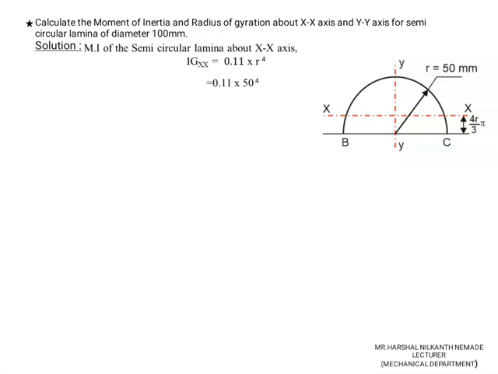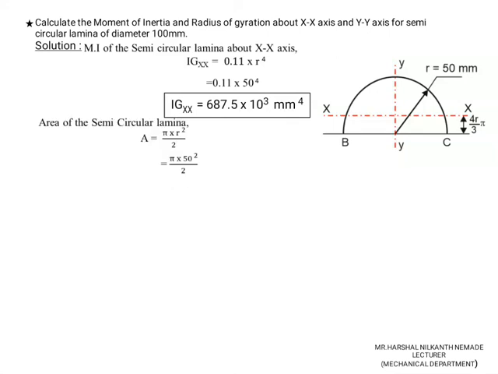Moment of inertia of the semicircular lamina about the x-x axis. IGXX is equal to, the formula is 0.11 multiplied by r raised to 4, is equal to 0.11 multiplied by 50 raised to 4. I will get IGXX is equal to 687.5 multiplied by 10 raised to 3 mm raised to 4.